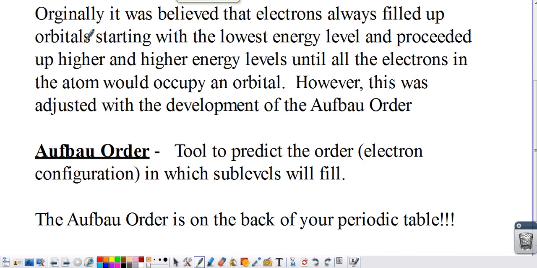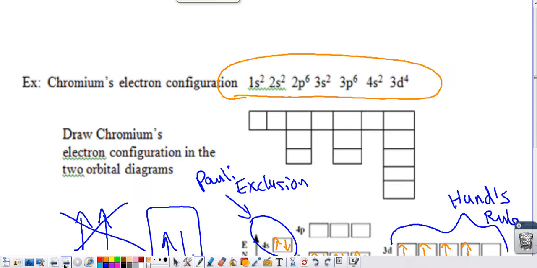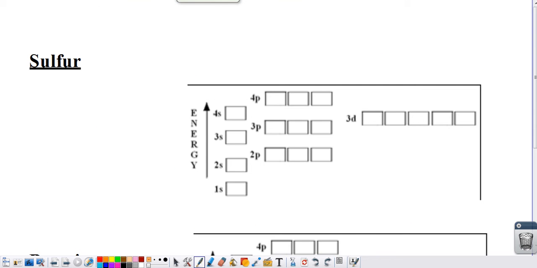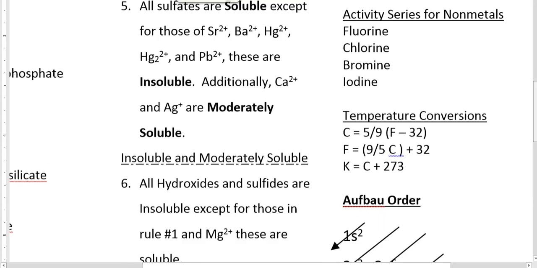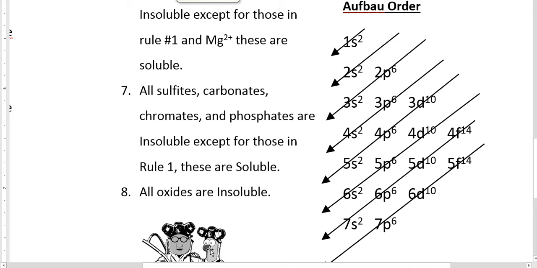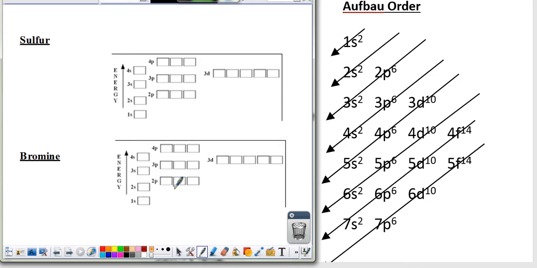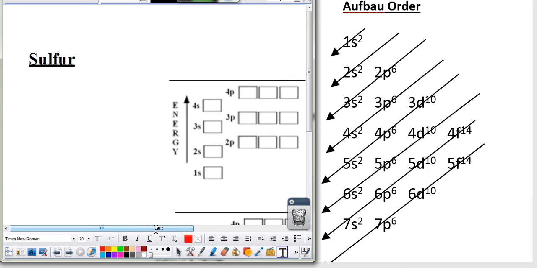And I want to take a second and practice using Aufbau's order with you. So let's take a second and get out the periodic table. And your periodic table on the back has a bunch of things on it. And on the bottom right of your periodic table, there's Aufbau's order. And Aufbau's order is really useful when you're figuring out the order in which electrons build up. So we're going to do the electron configuration for bromine. So let's find bromine on our periodic table.